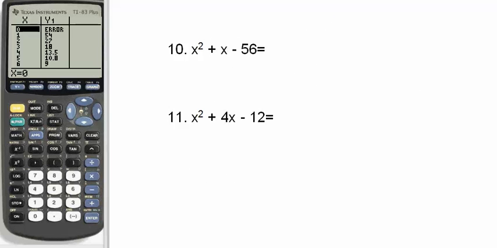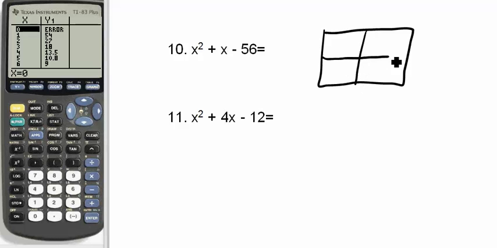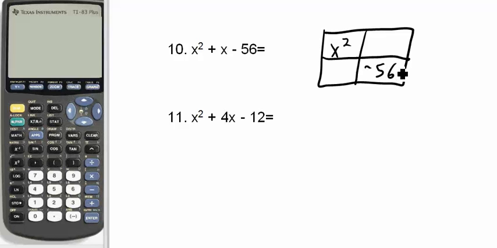I know I'm skipping around a little bit, but let's do one more with the box method. Let's use this one here. I haven't shown that one yet with the other method. So if we go x squared minus 56, so we put that one here and this one there, and then we need something that's going to equal 1x, or 1, right? So we're looking for factors of 56 that when I subtract them equals positive 1. Negative 56. So one's going to be positive, one's going to be negative.